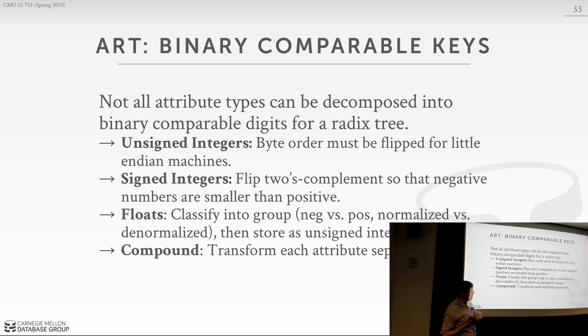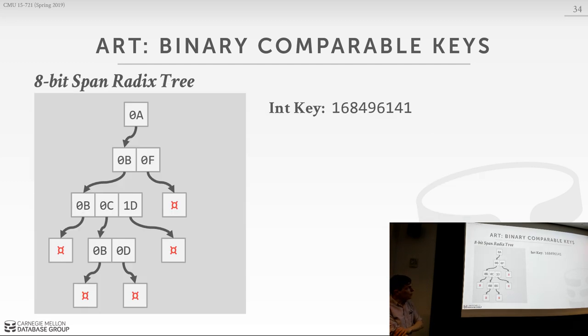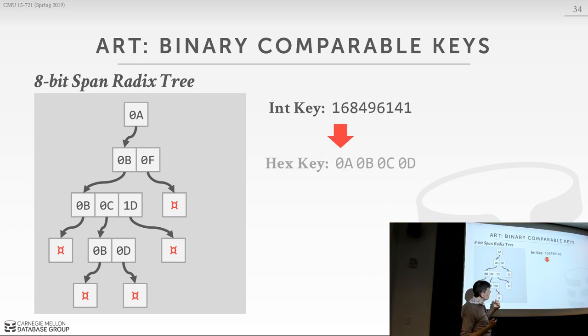For floats, they break them up into normalized or denormalized, positive versus negative, and then always store things as unsigned integers to do comparisons better. If you have a compound key, which is very common, like an index on multiple attributes, I just do the transformation to the comparable form for each one separately and just concatenate them into a long key. So let me show an example of what I mean by this. Say we have this key here, and for simplicity, we're going to store this as a hexadecimal number.